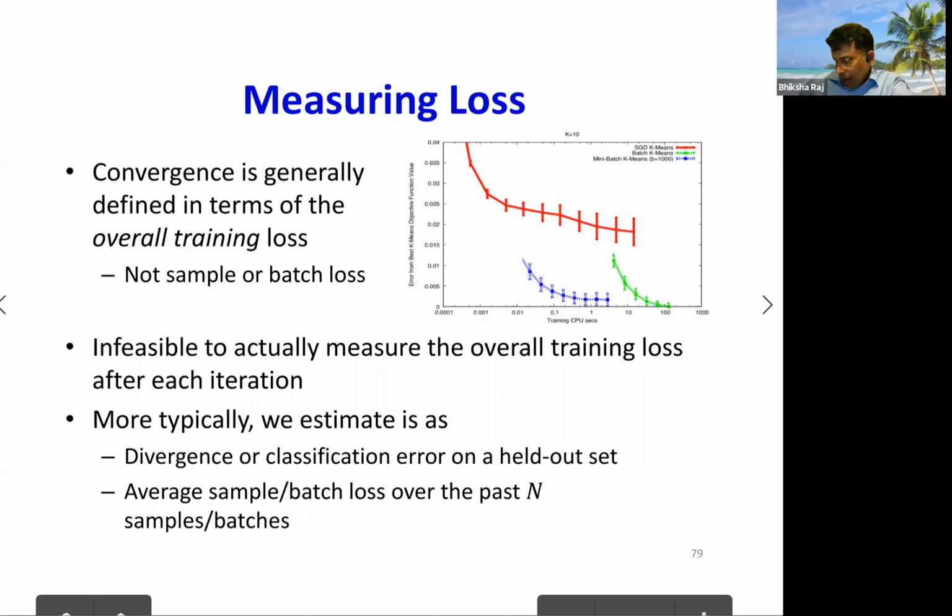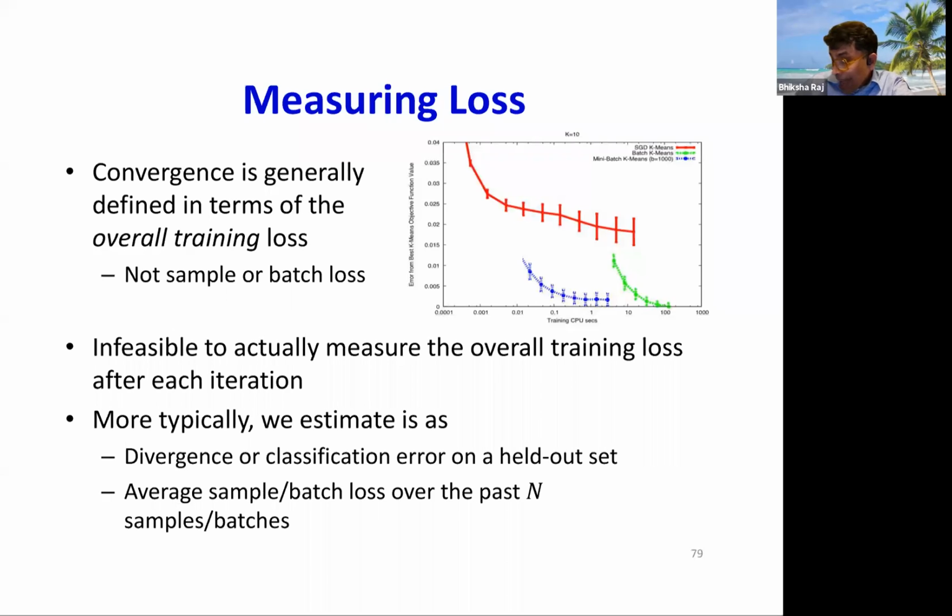Now, one of the issues is how we actually measure convergence. It's generally defined in terms of the overall training loss in the entire training data. That's what these figures actually show. In these examples, after each update, they ran the entire data through the model just to compute the loss. But in the real world, you'd never do that. It would be very stupid to update your model using a mini batch and then process the entire data just to compute the loss. You would never do that.